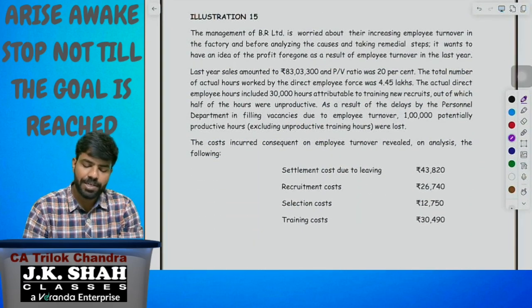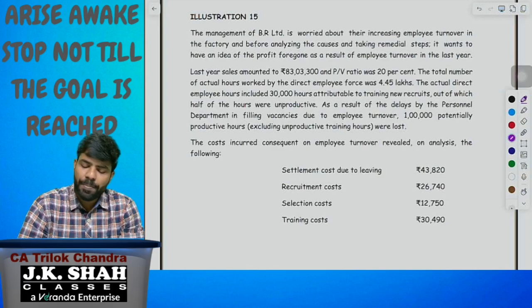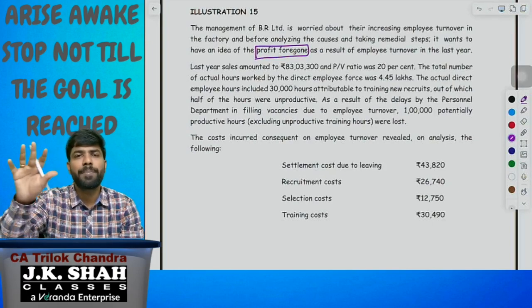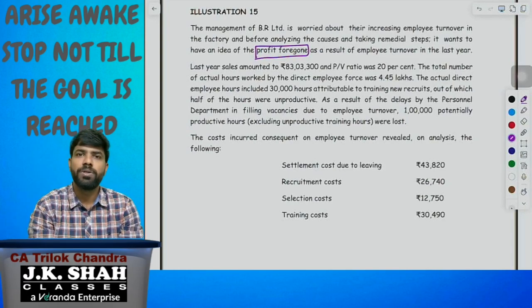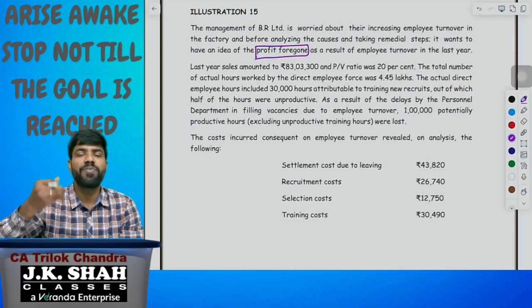Look at question number 15. One of the important questions. The management of BR Limited is worried about their increasing employee turnover in the factory, and before analyzing the causes and taking remedial steps, it wants to have an idea of the profit foregone as a result of employee turnover. What they are asking is the profit lost because of employee turnover. Whatever cost is incurred towards employee turnover will decrease the profit. So to answer this question, first we need to calculate the cost towards employee turnover. To that extent, the profit has been lost, which is called profit foregone.